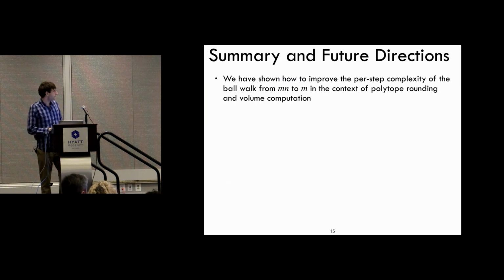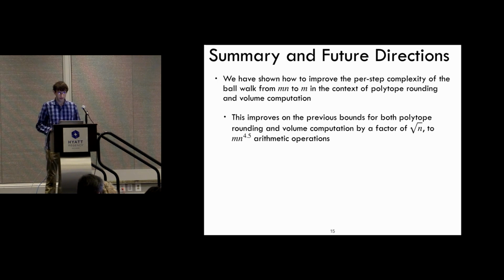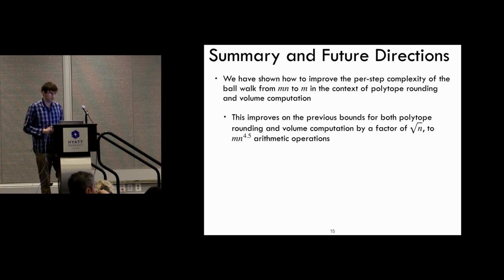Now I'll talk a bit about some future directions. So far we've shown how to improve the per step complexity of the ball walk from m times n to just m arithmetic operations, an improvement by a factor of n, in the context of polytope rounding and volume computation. This improves on the previous best bounds for both polytope rounding and volume computation by a factor of square root of n, to m times n to the 4.5 arithmetic operations.